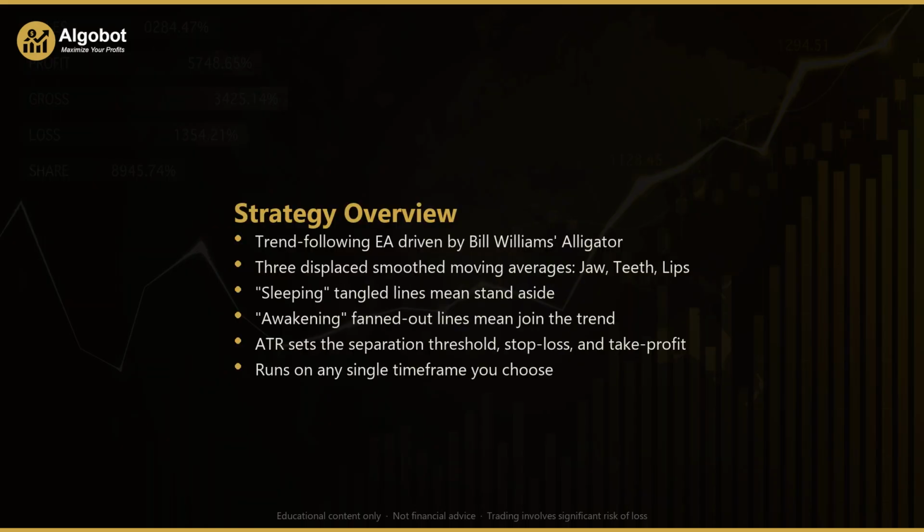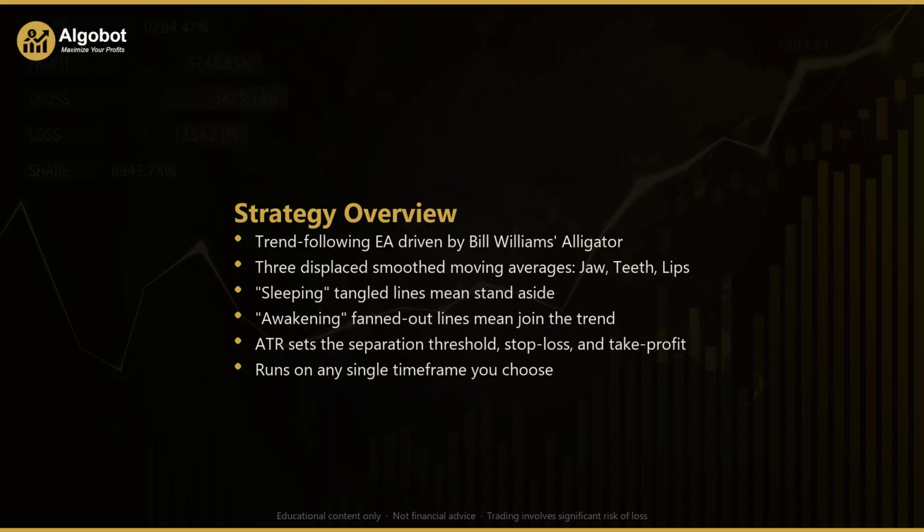Let's dive in. So what exactly does Alligator Mouth Awakening do? At its heart, this is a trend-following expert advisor. It doesn't try to catch every wiggle in the market. Instead, it waits patiently for a trend to wake up, and only then does it look to join the move. The engine behind it is Bill Williams' Alligator indicator, which is made up of three smooth moving averages. Each one is calculated on the median price. That's simply the high plus the low divided by 2, and each line is pushed forward in time, or displaced, by a set number of bars.